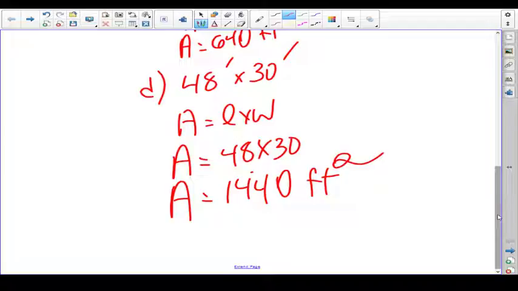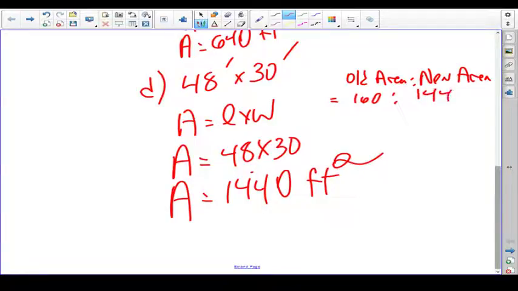And then we have to compare this number to the original area. What was the original area of the original garden? 160. So now we're going to go old area to new area. So we're actually taking that 160 and now we're comparing it to 1440.